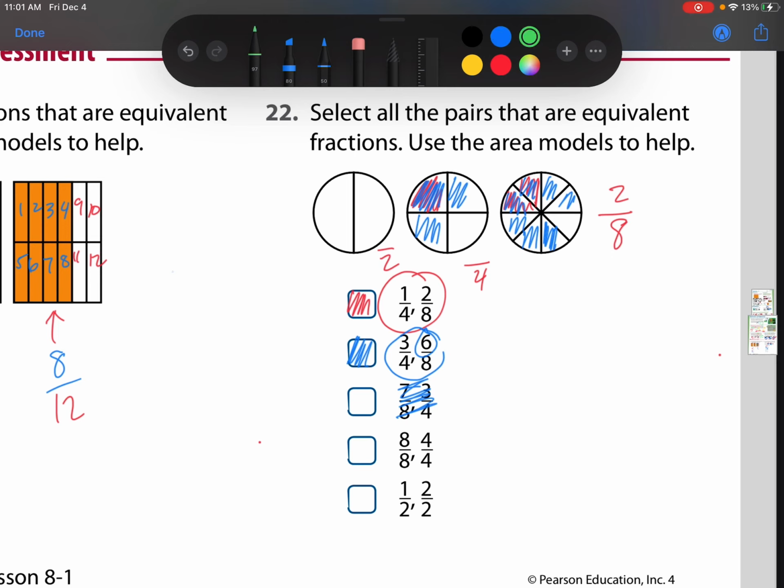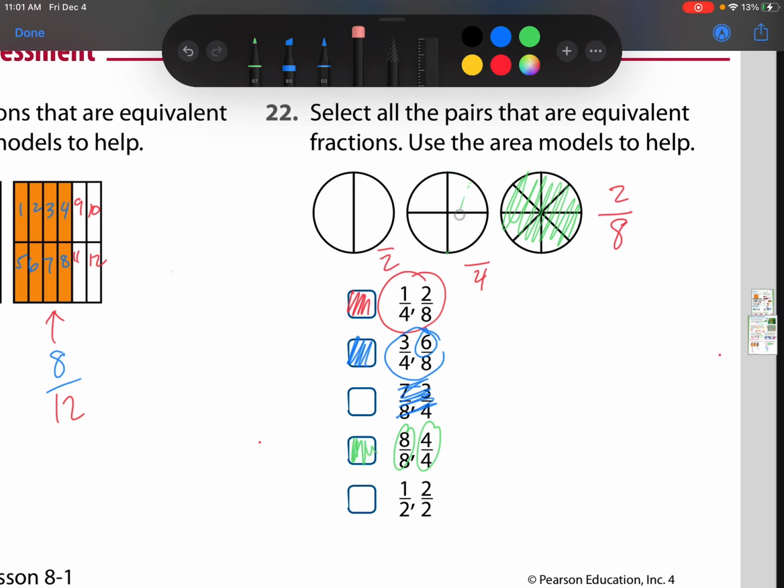Now let's look at this next one. I'm going to make it green. So we're going to clear this off. And now what do we have? We have 8/8, so that means we shade this whole entire thing in. And we have 4/4, so we shade that whole entire thing in. Does it look like we shade the same amount? If you said yes, you are correct again.